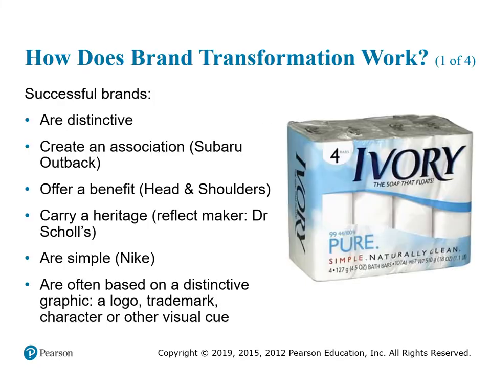So you have successful brands that are different, right? Different in a good way, distinctive. Yeah, they create an association that makes sense. Subaru Outback, and then you talk about the whole idea of Subaru being a more rugged vehicle, isn't it? Yeah, rugged. The whole idea of associating itself with some kind of rugged image, in terms of the outback in Australia, the outdoors, that kind of thing.